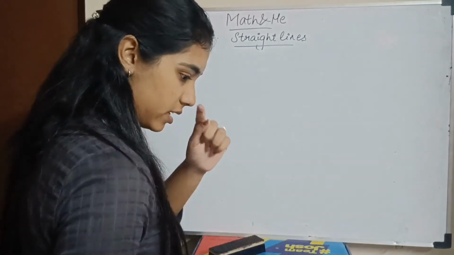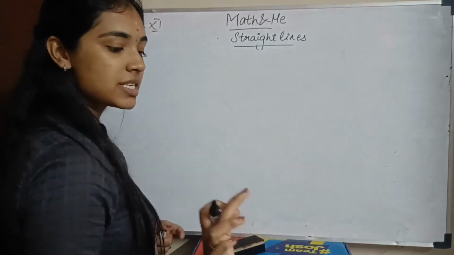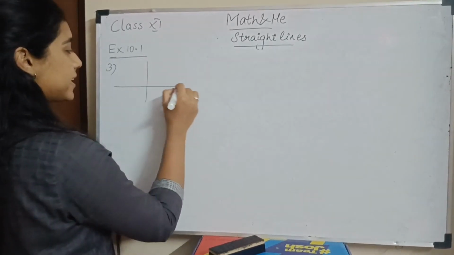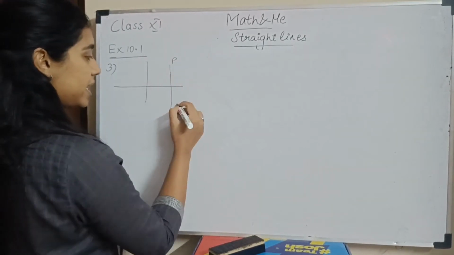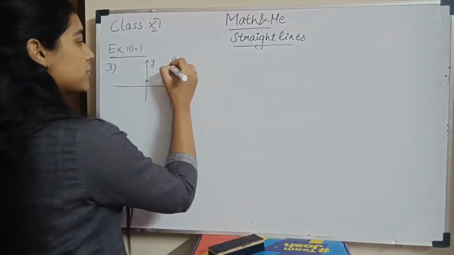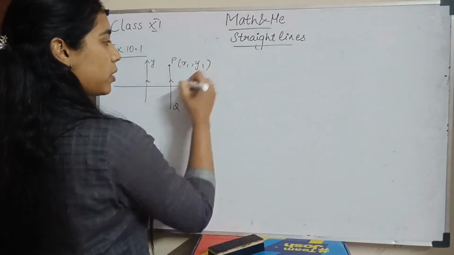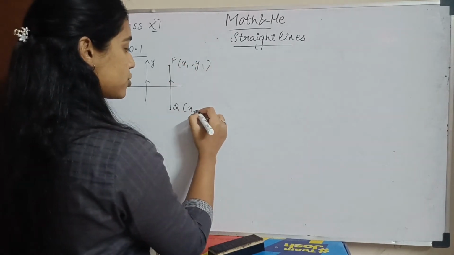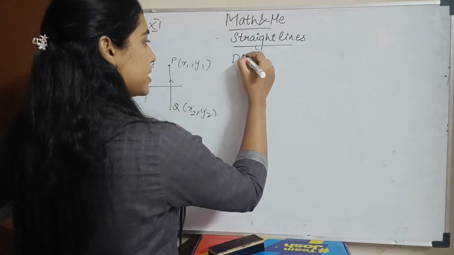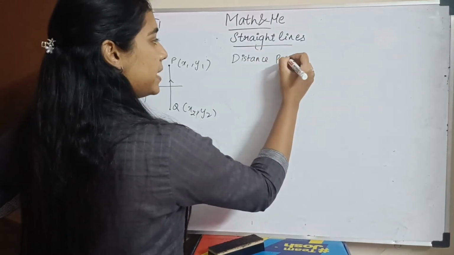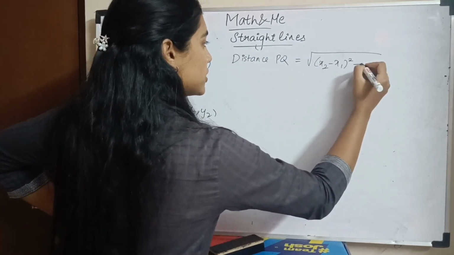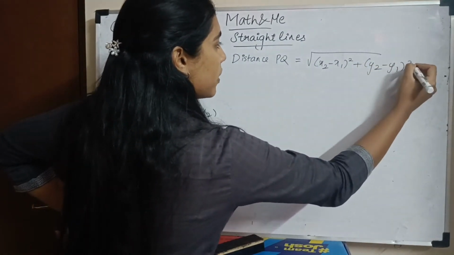Question number 3. Find the distance between P and Q when PQ is parallel to the y-axis. So you have the x-axis and y-axis. You have PQ that is parallel to the y-axis. Here you have the coordinates x1, y1, and here you have the coordinates x2, y2. Using the distance formula, the distance between P and Q is root of x2 minus x1 the whole square plus y2 minus y1 the whole square.